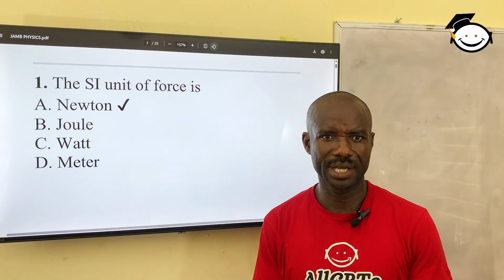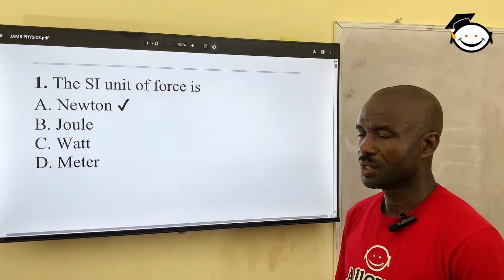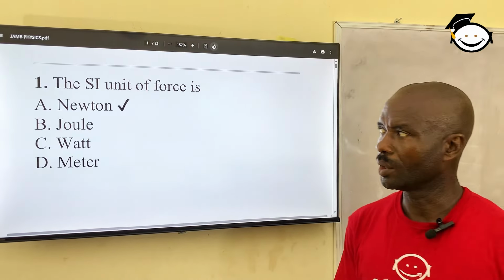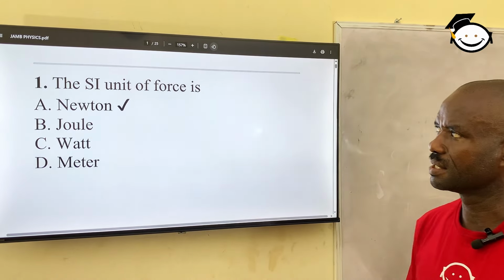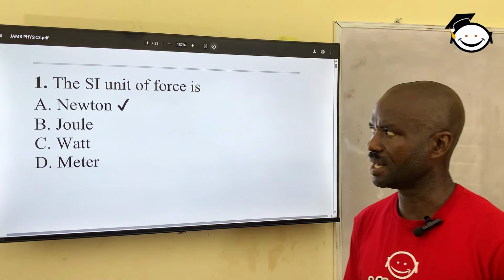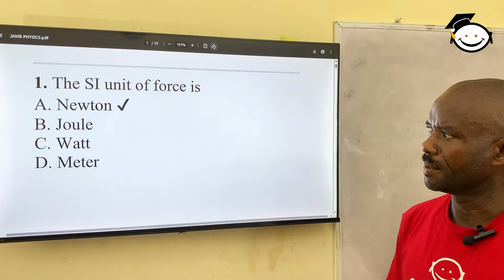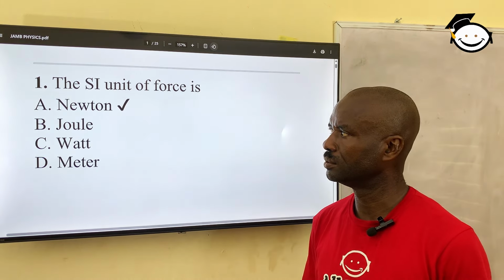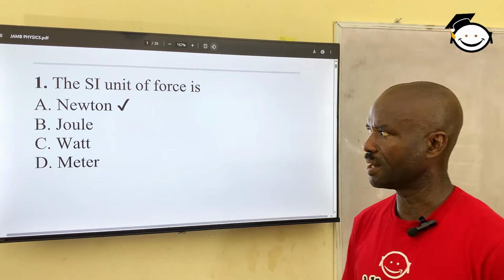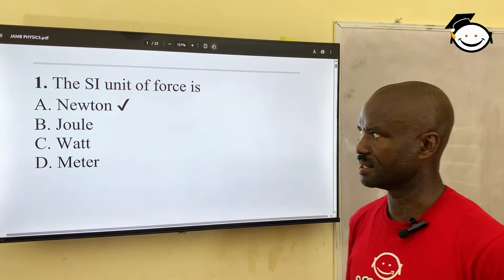Today we shall be looking at the subject physics, and we shall be taking some multiple choice questions. Right, the first question says, the SI unit of force is A. Newton, B. Joule, C. Watts, D. Meter. The correct answer is Newton.